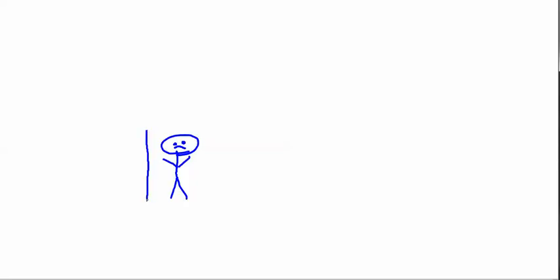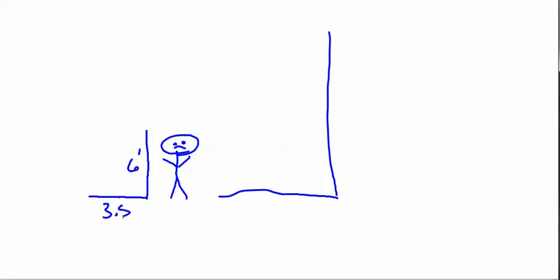So here's his height, and here's his shadow. Here's the flagpole's height, and here's the flagpole's shadow. Okay? So the man is 6 foot tall. His shadow is 3.5 feet. The flagpole shadow is 17.5 feet. What is the flagpole's height? So these numbers aren't as clean, are they?